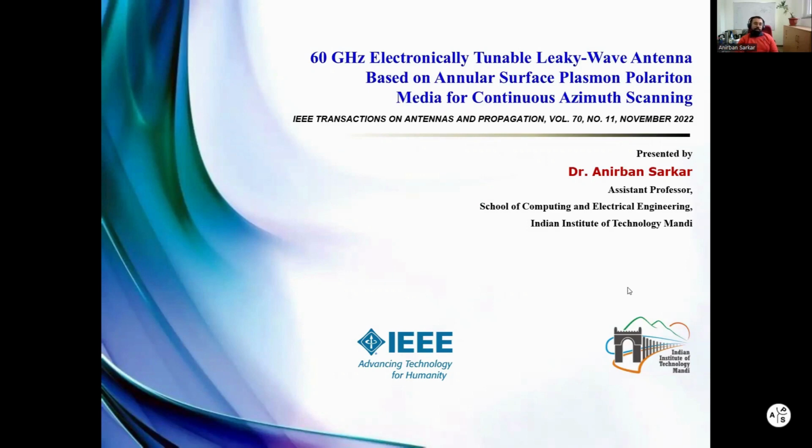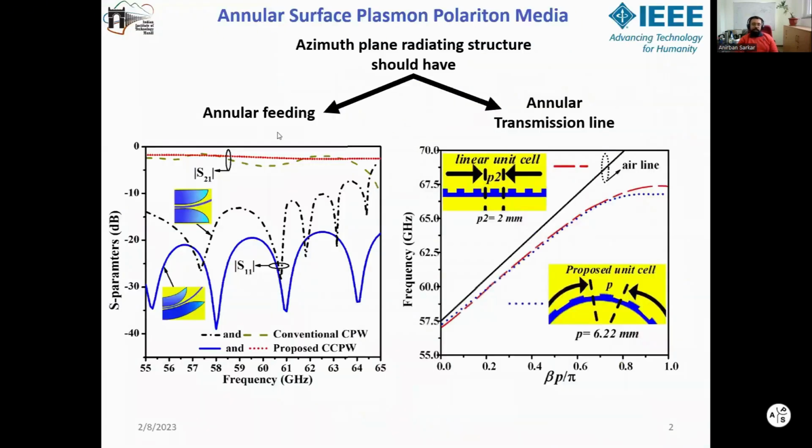To do so, there are two things. I need to care about the feeding as well as the transmission line. Since the entire structure should be in the azimuth plane, I need to use some kind of annular geometry for the feeding purpose as well as for the transmission line purpose. Here you can see the linear coplanar waveguiding structure has been turned into a curvilinear, annular coplanar waveguiding structure for my design purpose.